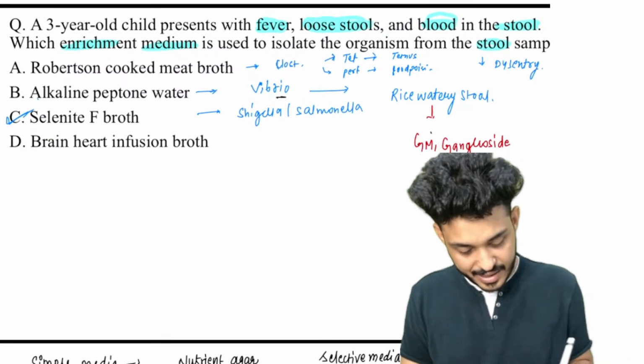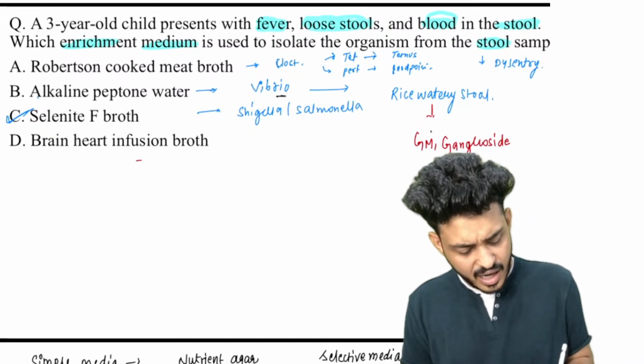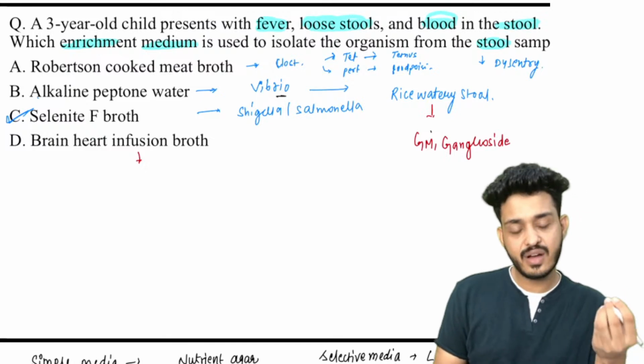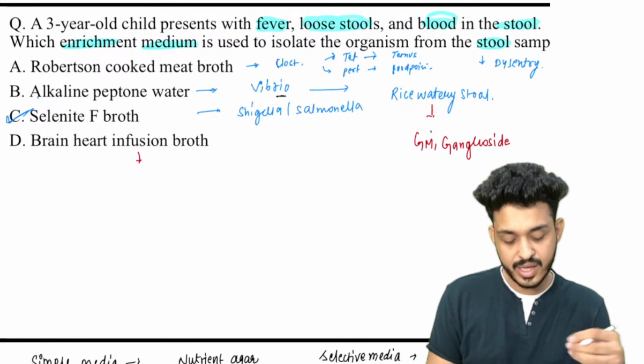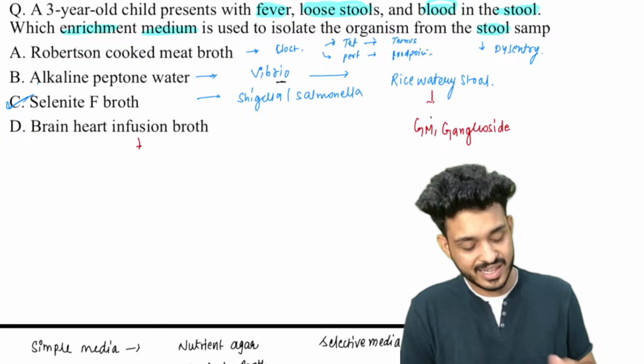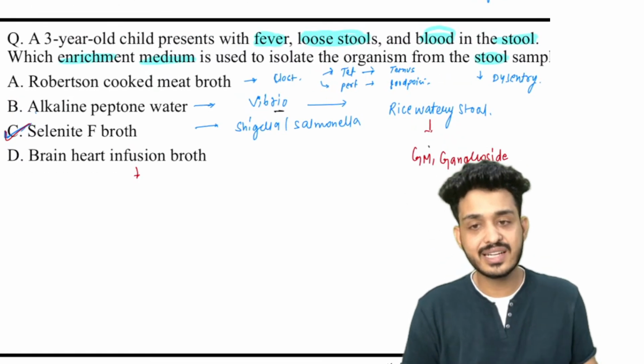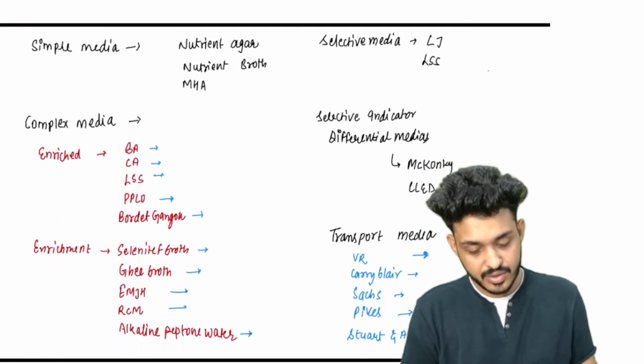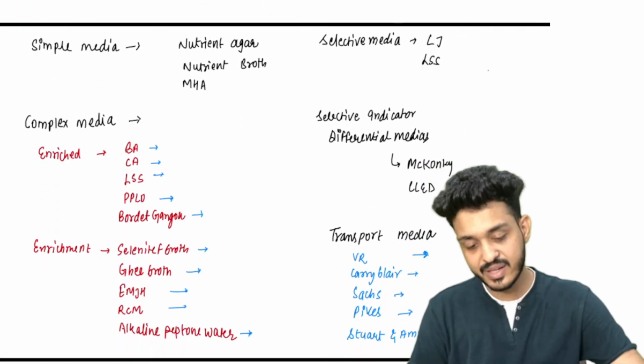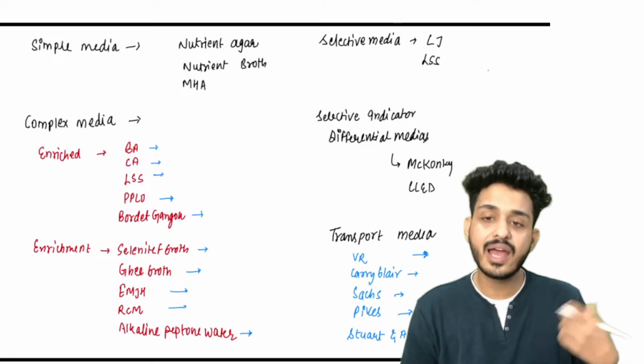Okay, GM1 ganglioside. Brain heart infusion we will be using for acid fast and non-acid fast organisms, generally aerobic organisms. So your answer here will be C. Try to see what different types of media we are having and try to answer.